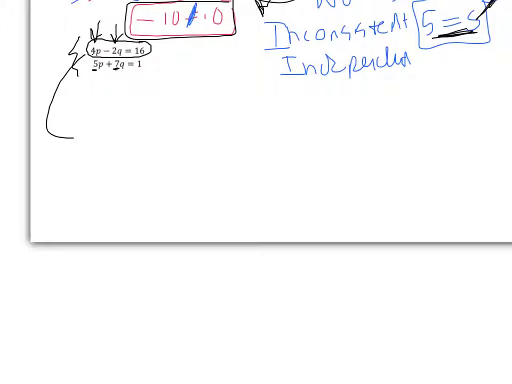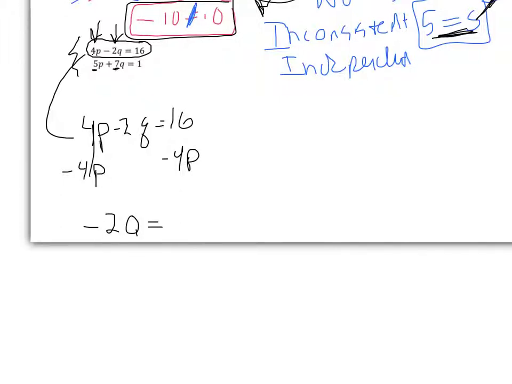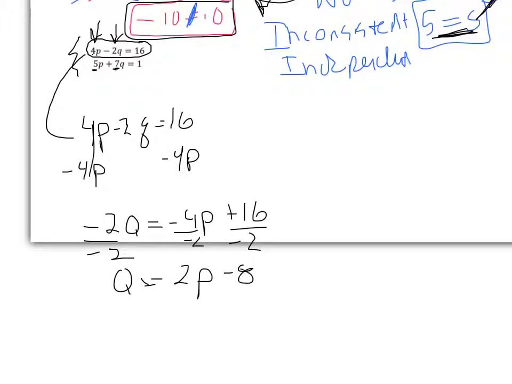So looking at this first equation, 4p minus 2q equals 16, we're going to solve this for q. So I'm going to subtract 4p. These cancel, we get negative 2q equals negative 4p plus 16. Divide everything by negative 2, and we get q equals 2p minus 8. So I'm going to go ahead and box that up.